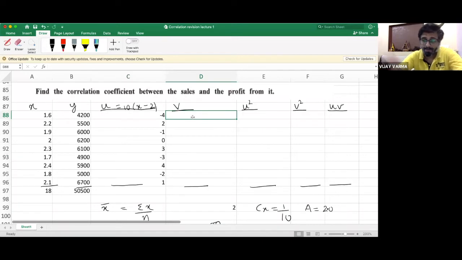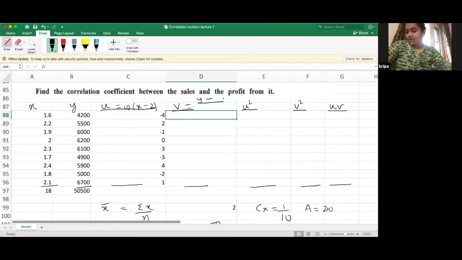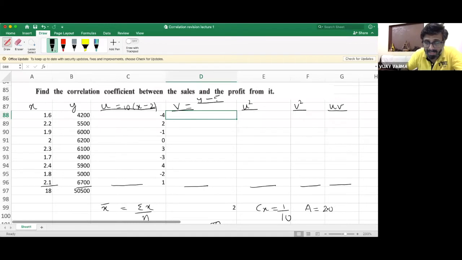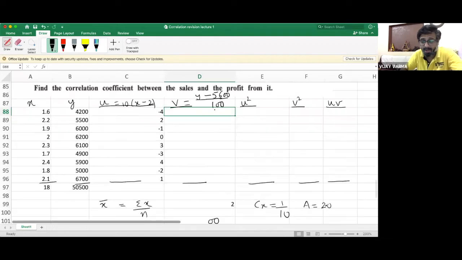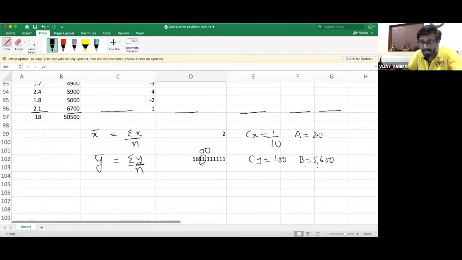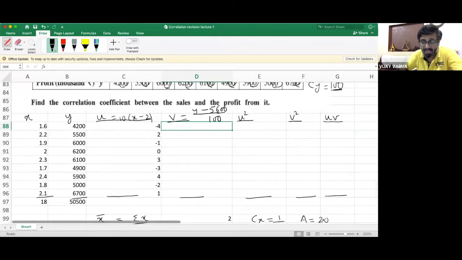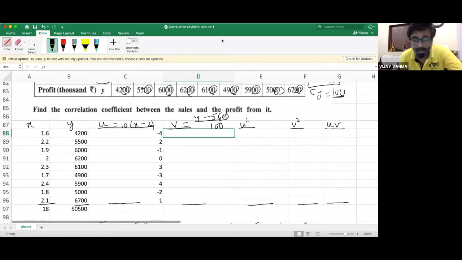Okay, now check the values of v. Raise your hand, how will you find v? Anyone who knows how to find v? y minus what, divided by what? y minus 5600 upon 100. Very good, Kripa. y minus 5600 divided by 100. As we discussed, all the values of y we are going to divide by 100, and the assumed mean is 5600. So (y minus b) upon c_y means (y minus 5600) upon 100. Kripa, mute yourself. Now, all of you take out your calculators.